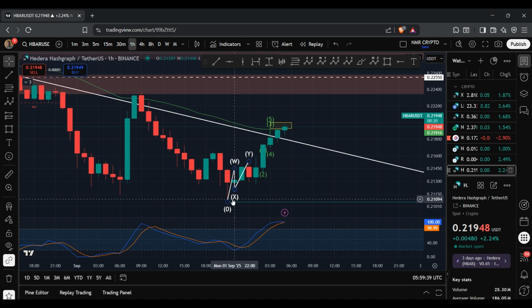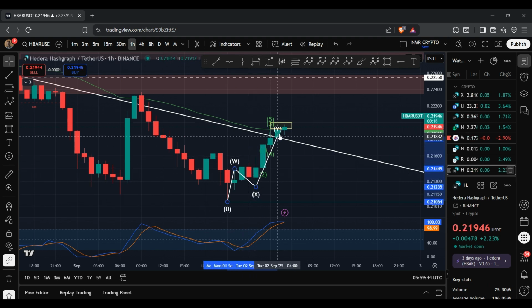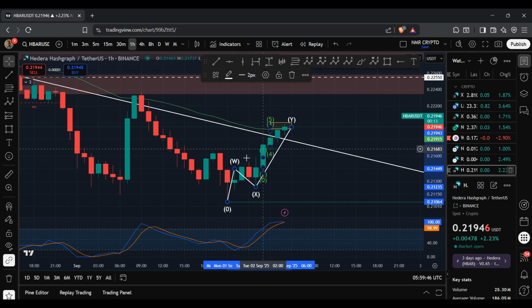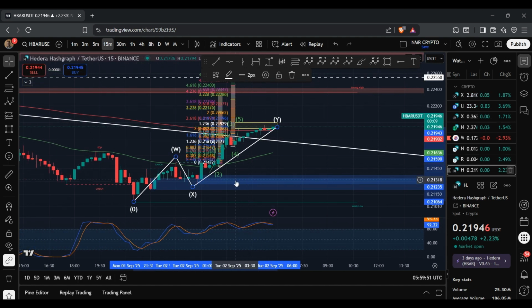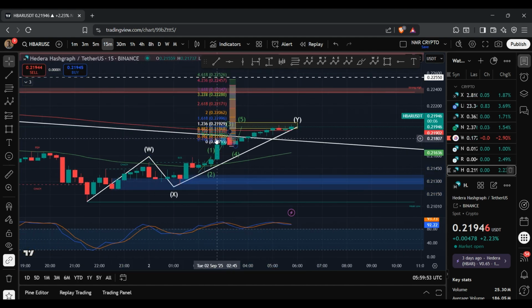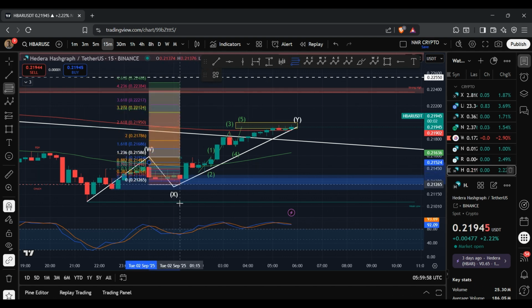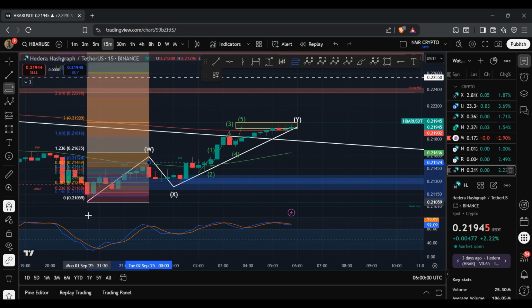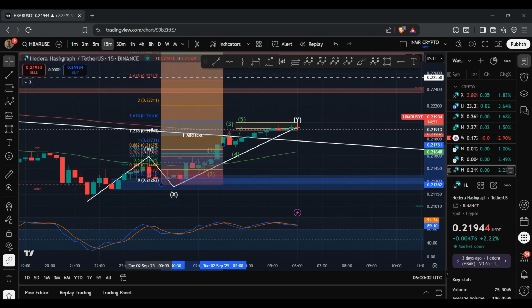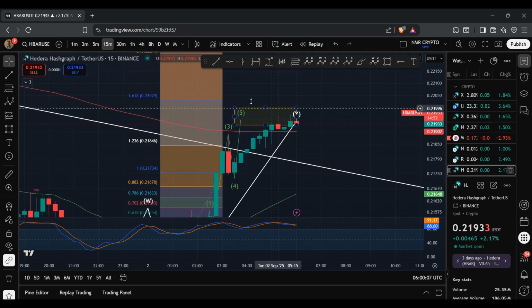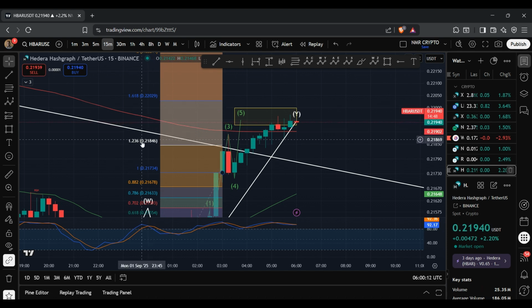And instead, what we'll witness is a bigger WXY structure that formed, where this here is the X wave, and this move here would be the Y wave, and this would be the W wave. And so again, if I could drop down to the 15-minute chart instead, and bring in the fib tool. So if I bring this to 21.265 cents, you can see that we haven't reached the 1.600 level, but we ended up exceeding the 1.226 level.